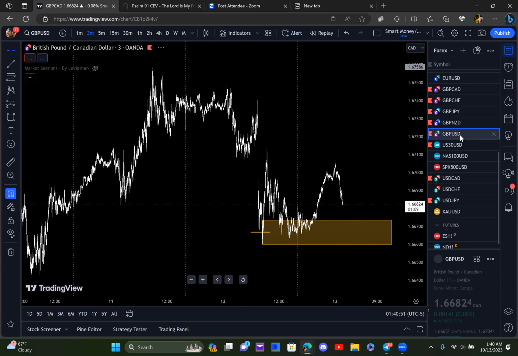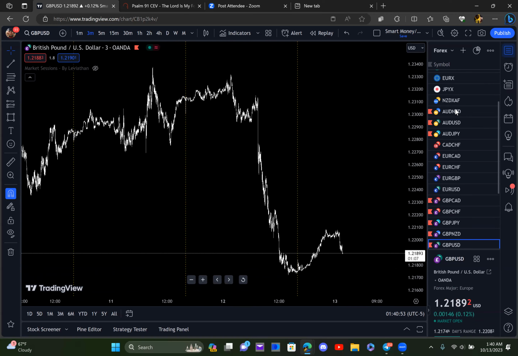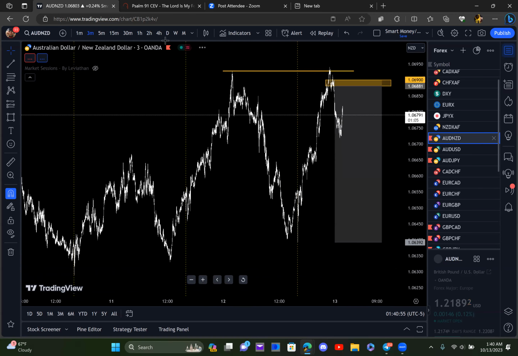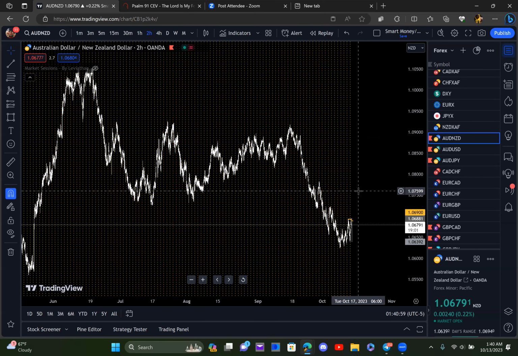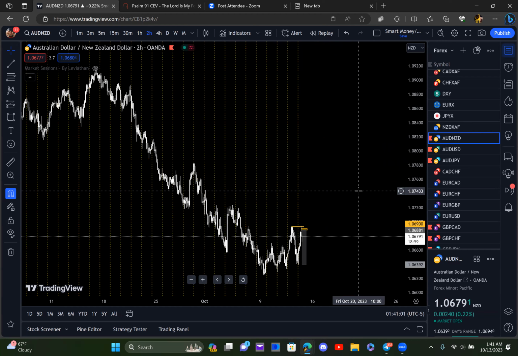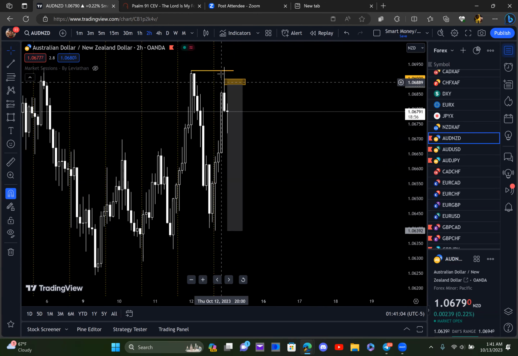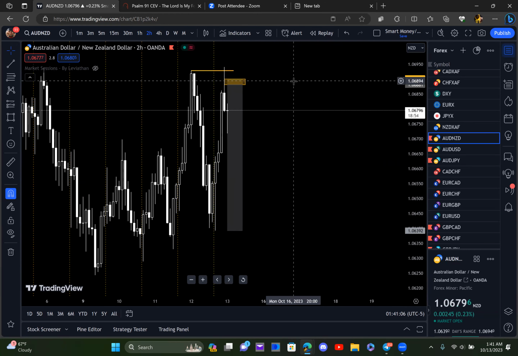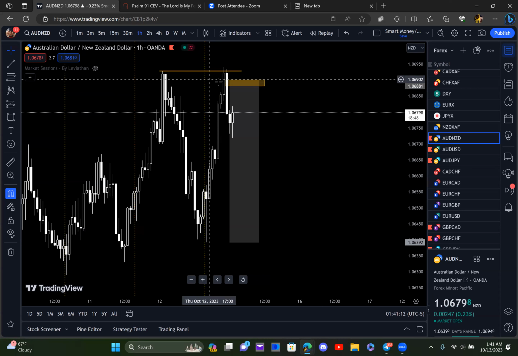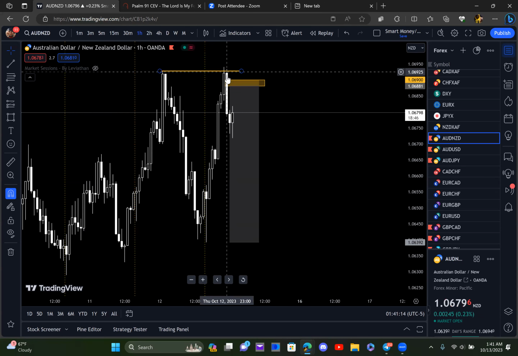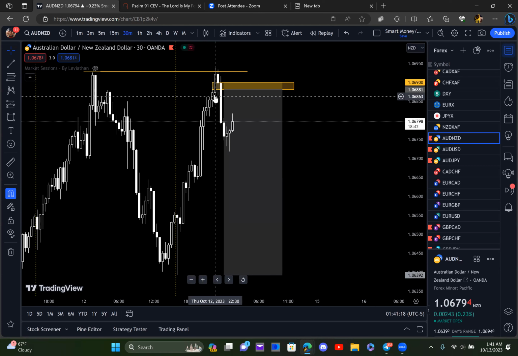So let's look at another one. Let's start at the top with AUD NZD 2 hour. Yep, this was one right here. All right. See how we got the spike? This is a nice one right here. If we go down to the 1 hour, we got the spike, candle close below. All right. Candle close below.